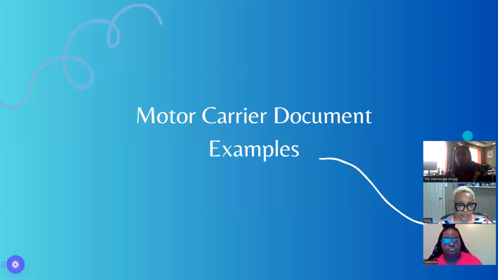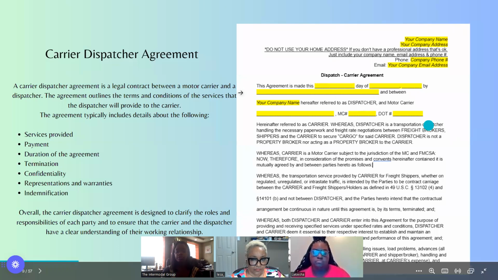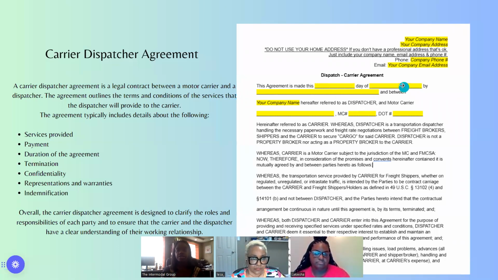So some motor carrier document examples that I want to go over. The first one is the carrier dispatcher agreement. This is a copy of the one that I sent to you guys. I'm sure y'all already have your own, but since you're in the class, I'm gonna give you this one as well. You can use either one. It doesn't specify anything about drayage or anything like that. It's just a standard agreement. So you guys are familiar with that. Everything that I have highlighted in yellow though, make sure that you edit it. Don't send them anything and it still got yellow on it.